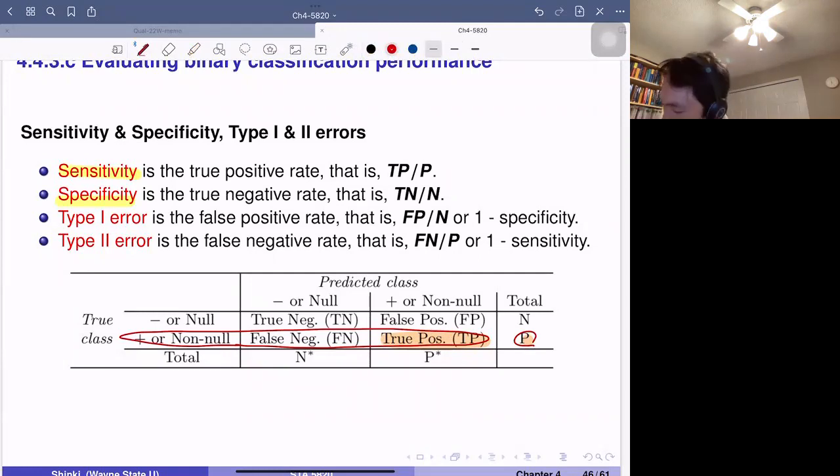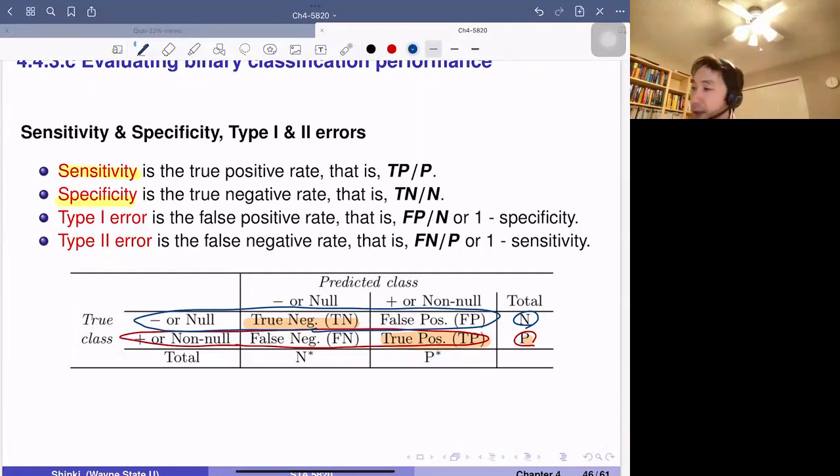And specificity is for the negative group. So what if the truth is negative? Then how many of them are classified correctly? So true negative, over the entire N. That is called specificity.